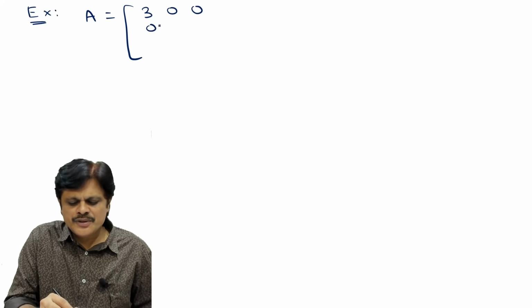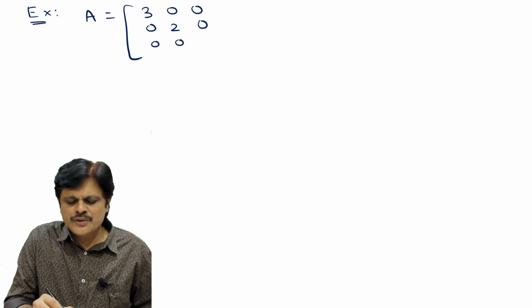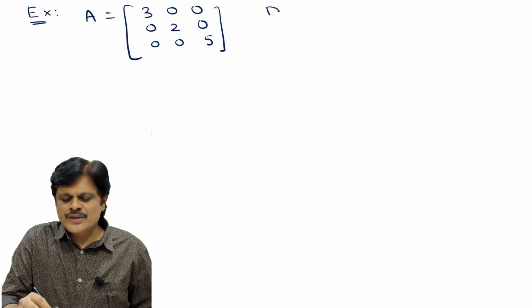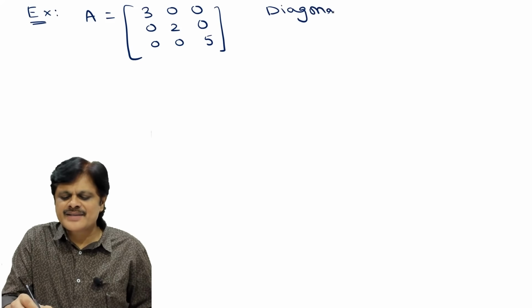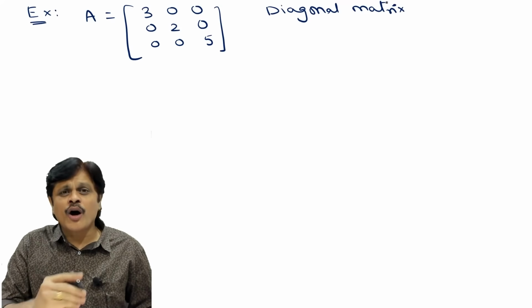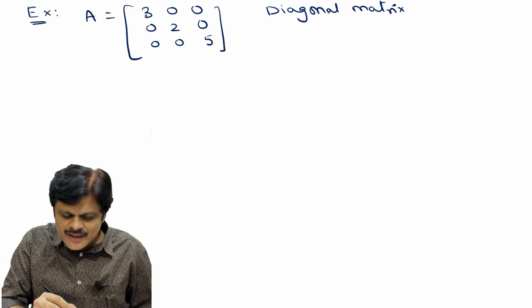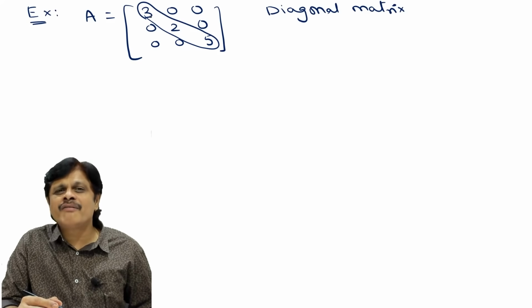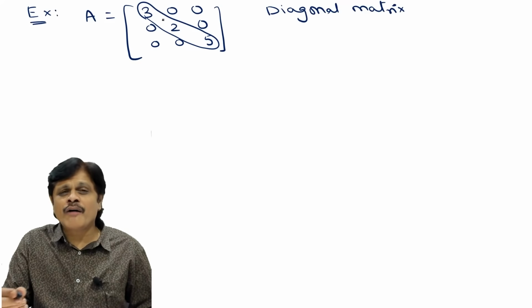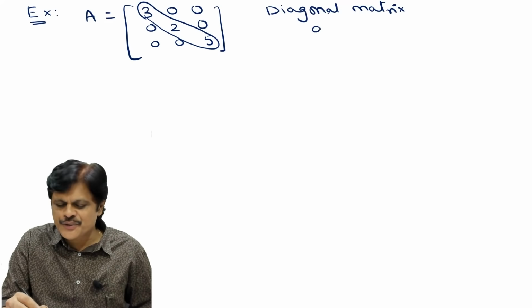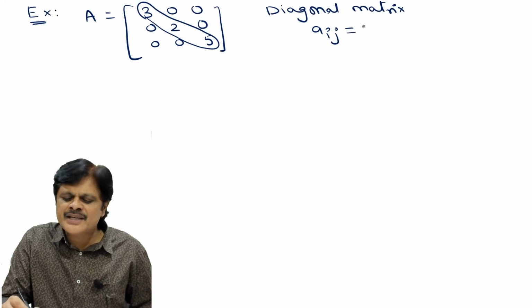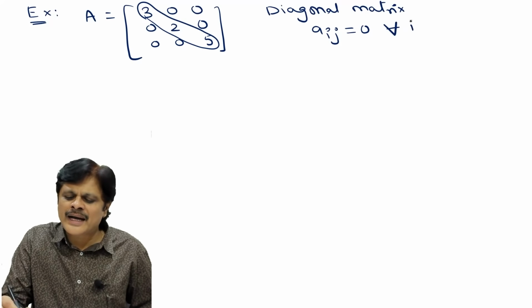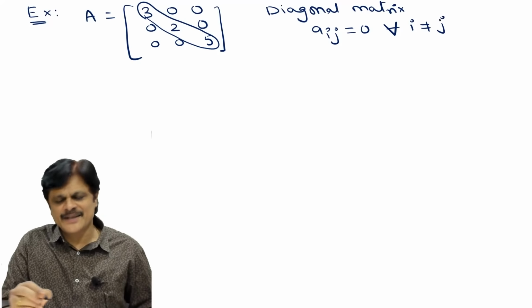3 0 0, 0 2 0, 0 0 5. Now this is called a diagonal matrix. See, for the diagonal matrix, the condition is all off diagonal elements... see, these three are diagonal elements. Remaining elements are called off diagonal elements. So all off diagonal elements are 0. That is, the condition is Aij is equal to 0 for all i not equal to j.